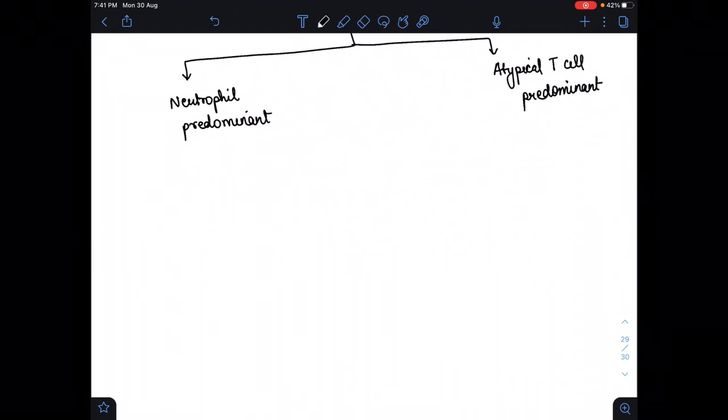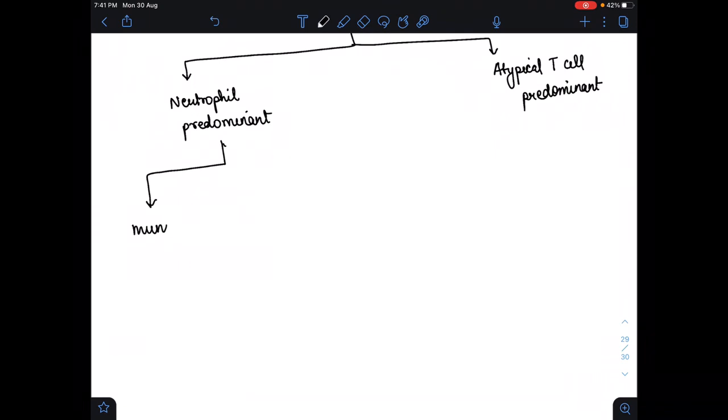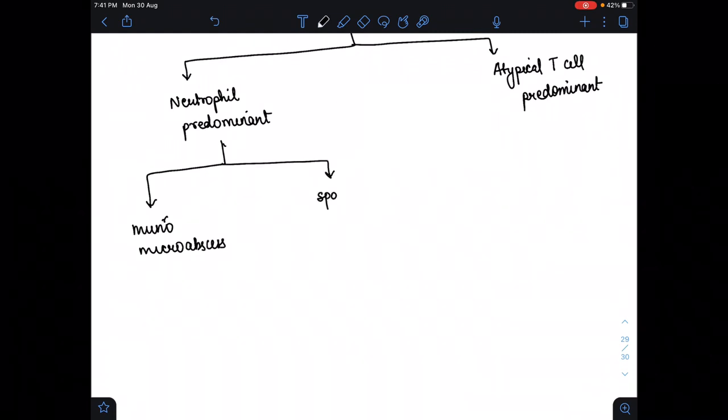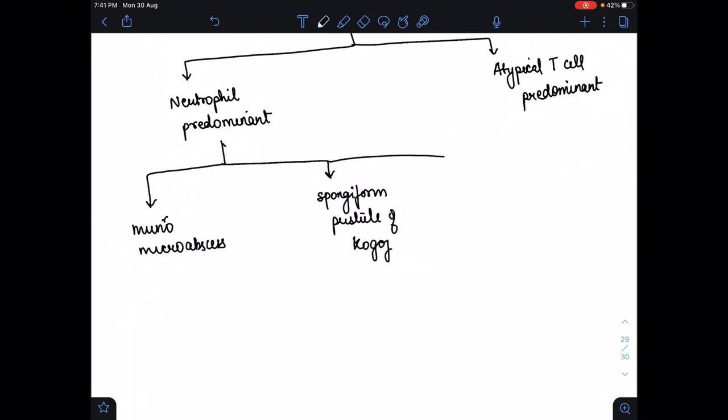So neutrophilic microabscess is also divided into three types. First one is the Munro microabscess. Other is the spongiform pustule of Kogoj. And the third one is the papillary tip microabscess.